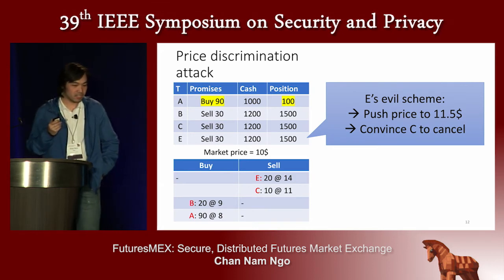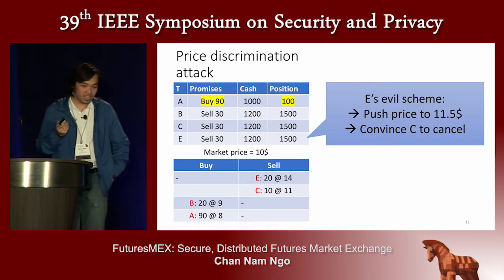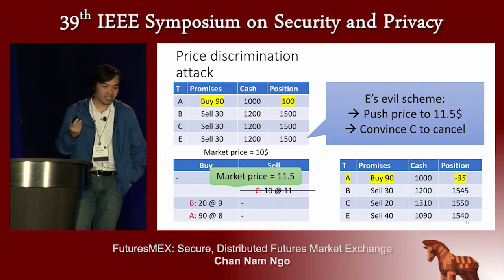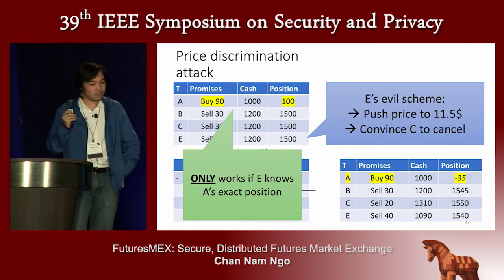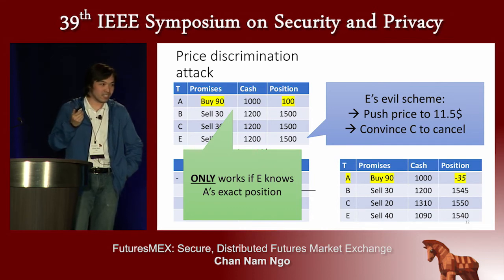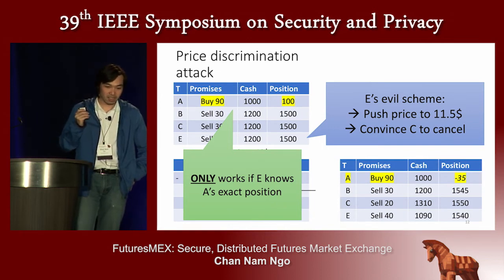For example, if we look at the order book at the bottom, the only thing that prevents the price from going higher than 10 is Charlie's order at 11. So if Eve can convince Charlie to cancel this order, the market price immediately goes to 11.5, and as a result, Alice is pushed out of the market. Then Bob, Charlie, and Eve can divide her money. This attack only works if Eve knows exactly Alice's position. Otherwise, this scheme will not only be unsuccessful, but Eve can hurt herself, because if the price keeps increasing, Alice will have no problem, but Eve can run out of cash using this method.